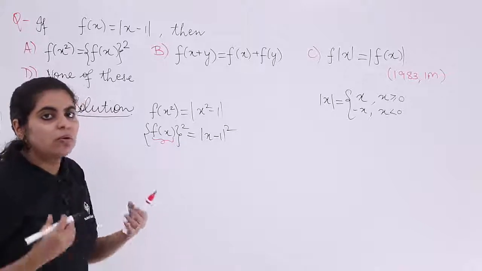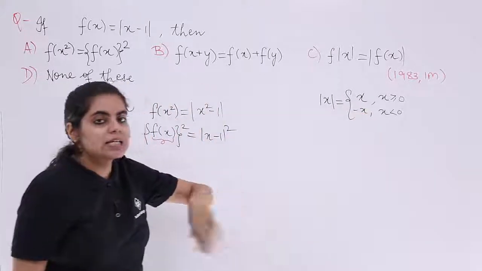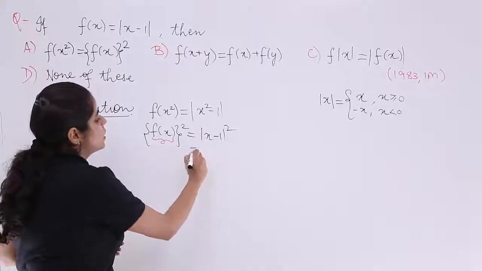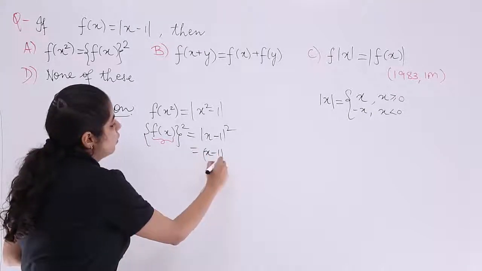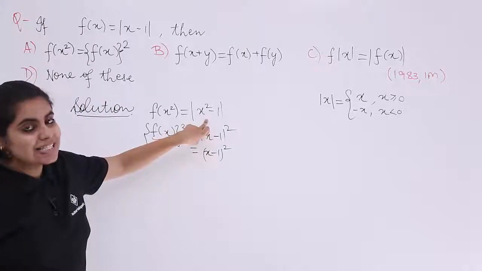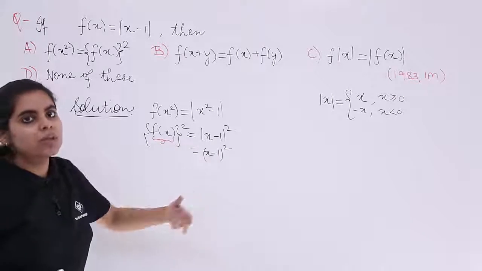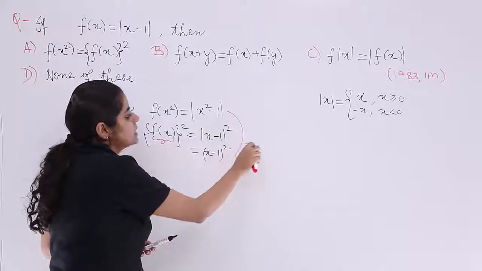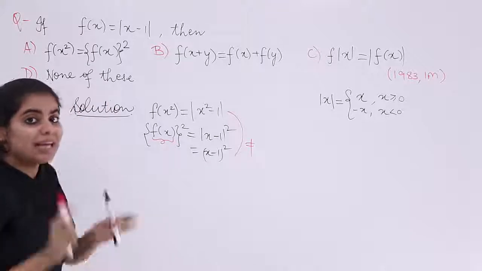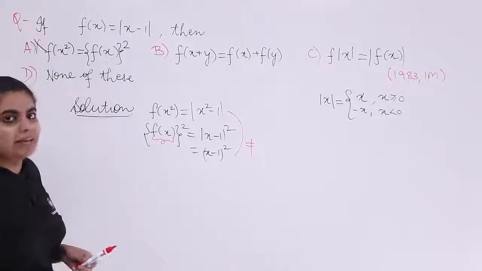Now you know for modulus, whether it is x or minus x, the square would make it positive. So it becomes x minus 1 whole square. Are the 2 things equal? Is mod x square minus 1 equal to x minus 1 whole square? No, these are not equal, and since these are not equal, option A is not my answer. So I cancel option A.